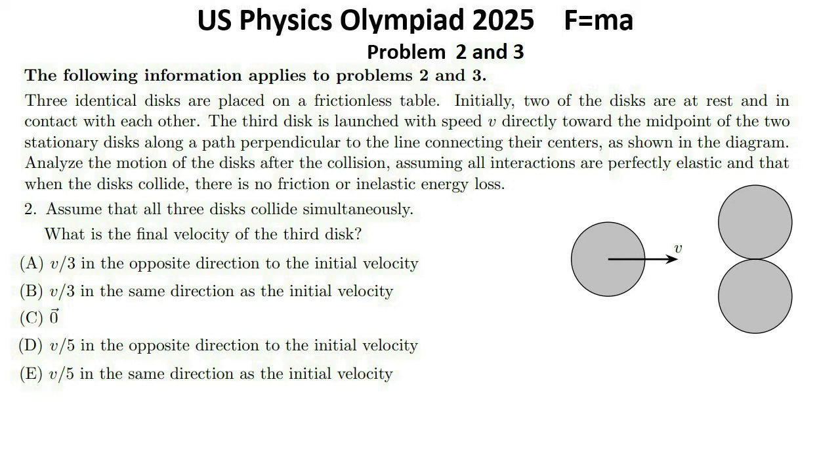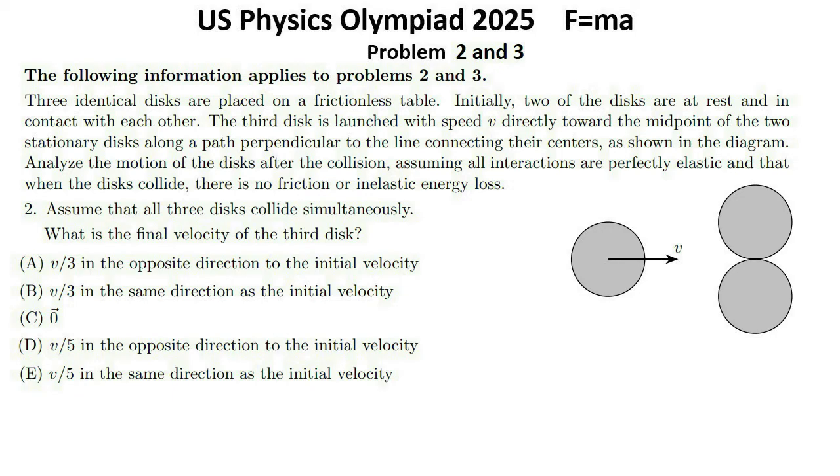Analyze the motion of the disks after the collision, assuming all interactions are perfectly elastic and that when the disks collide, there is no friction or inelastic energy loss. Problem 2. Assume that all 3 disks collide simultaneously. What is the final velocity of the third disk? Solution for problem number 2.